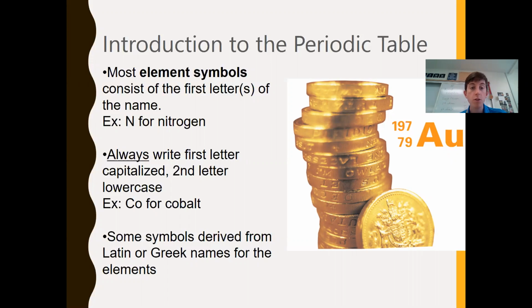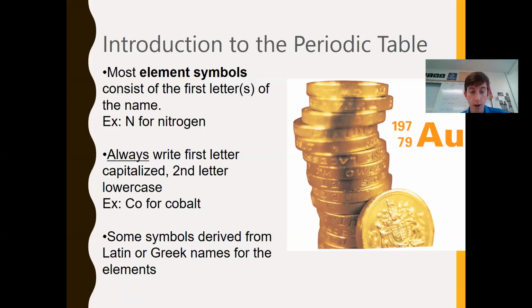So most element symbols consist of the first letter of the name. So N is for nitrogen. Sometimes you'll have Greek or Latin names. Those are very noticeable as you go down, and we'll talk about those. But if there's more than one letter, you capitalize the first letter, and the second letter is lowercase. Now, this is very important. Okay, don't mess this up.